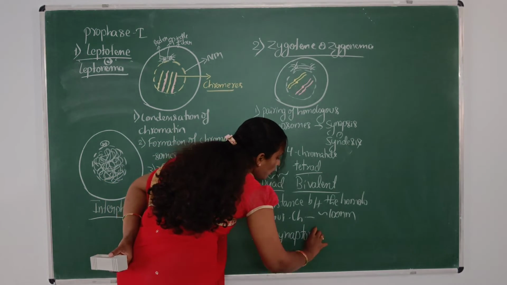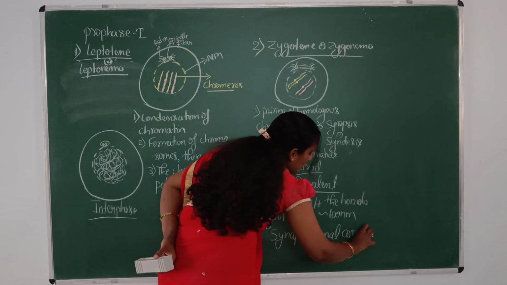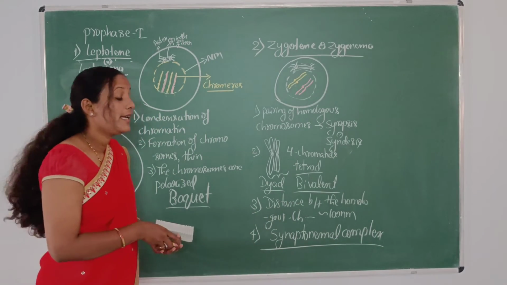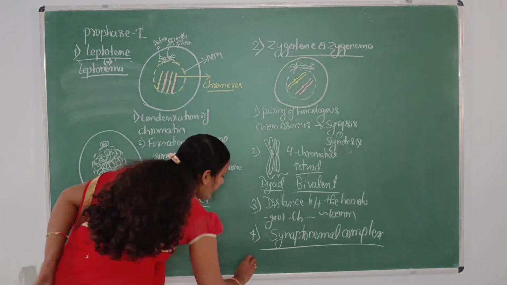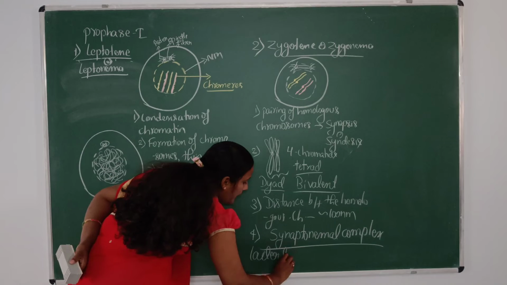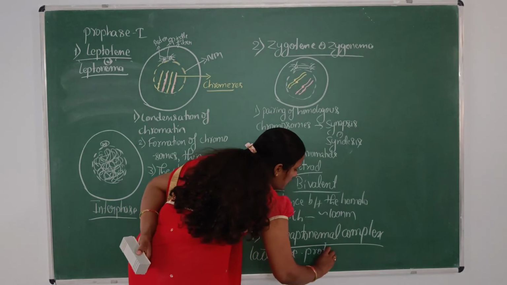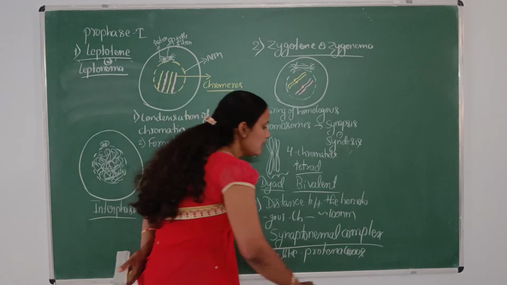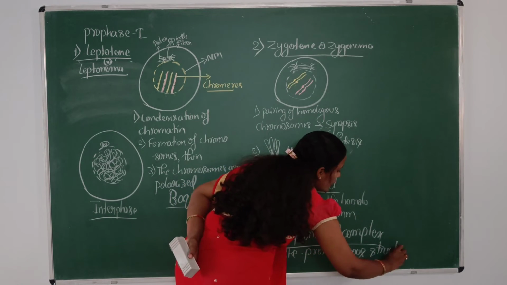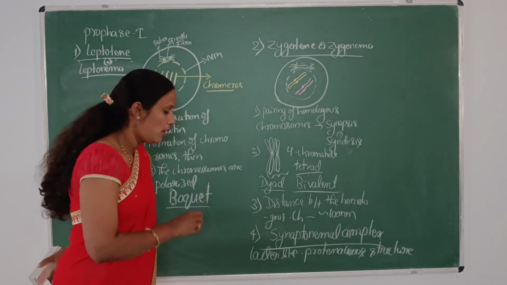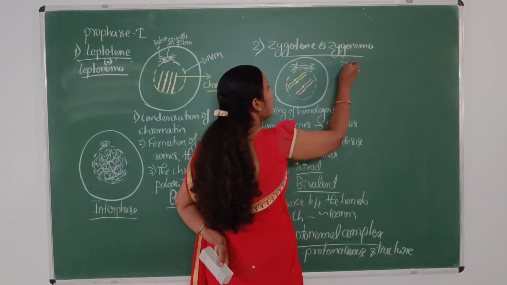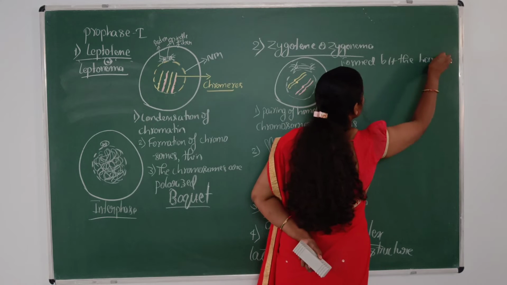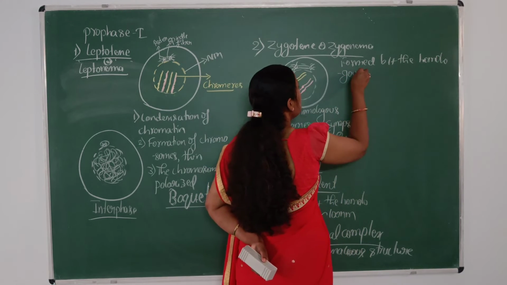synaptonemal complex. So to define it, the synaptonemal complex is a ladder-like proteinaceous structure formed between the homologous chromosomes.